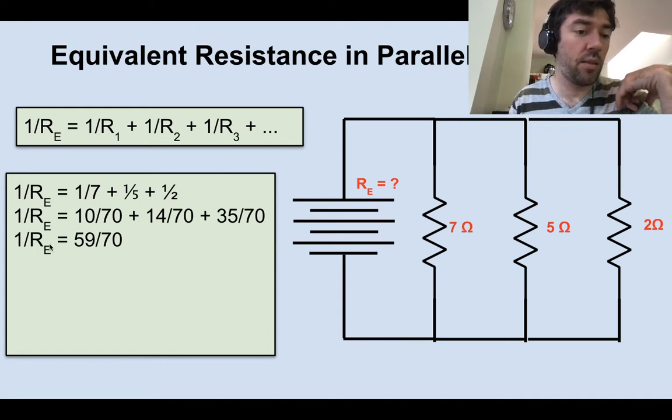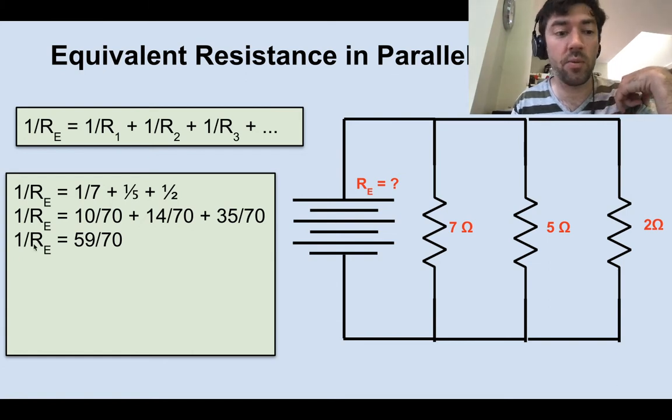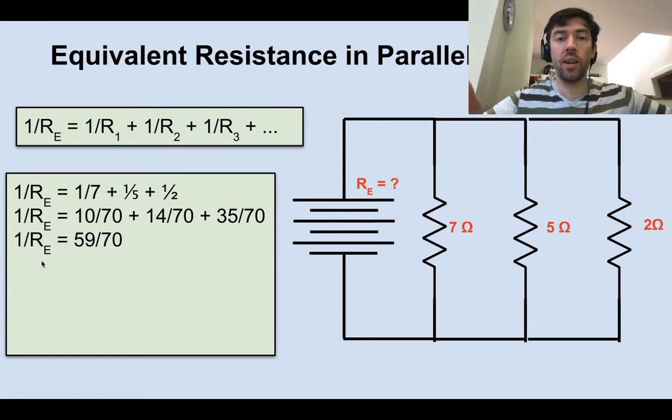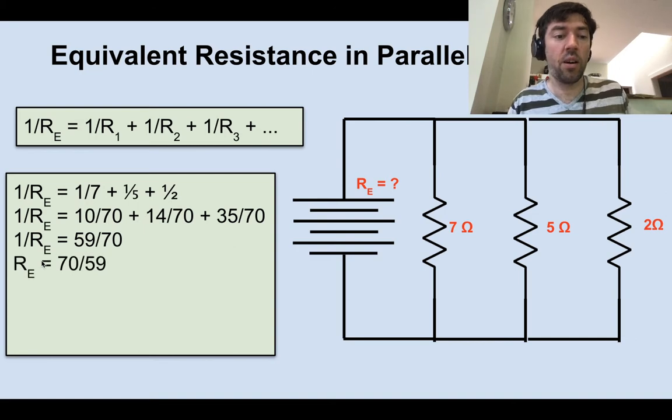Why? Well, because if you look at the left side of the equation, 1 over RE is not actually solving for RE. You need RE to be on the top of the equation if you want to actually figure out what it equals. So you have to flip the left side and the right side. And so you get RE equals 70 over 59, which approximately equals 1.19 ohms.